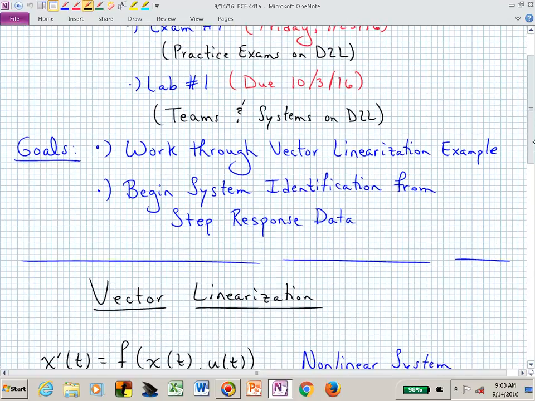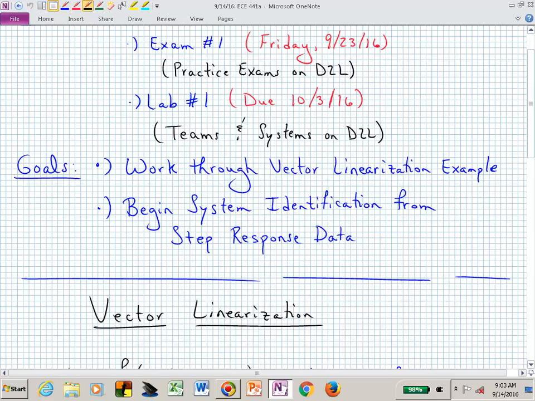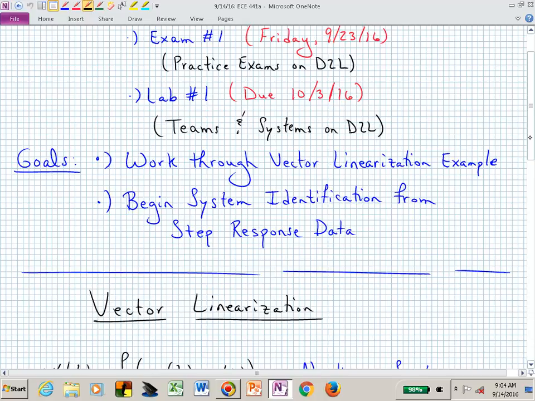Today what I want to do is work through a vector linearization example. We looked at a scalar case where we had a first order system, and we may get into system identification, which is the precursor to lab number 1. In lab number 1, the system that you will be identifying is second order. We'll start by just looking at a first order system identification, and then we'll progress and start looking at systems that are second order and underdamped, and how do we then model those or come up with a strategy for identifying the transfer function. That's what I mean by system identification.